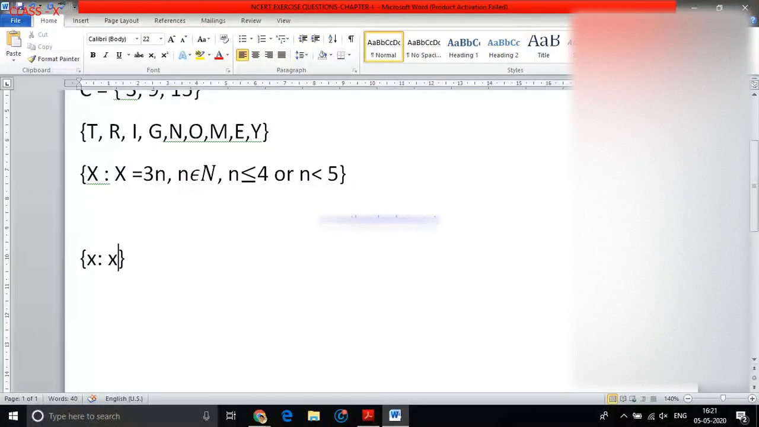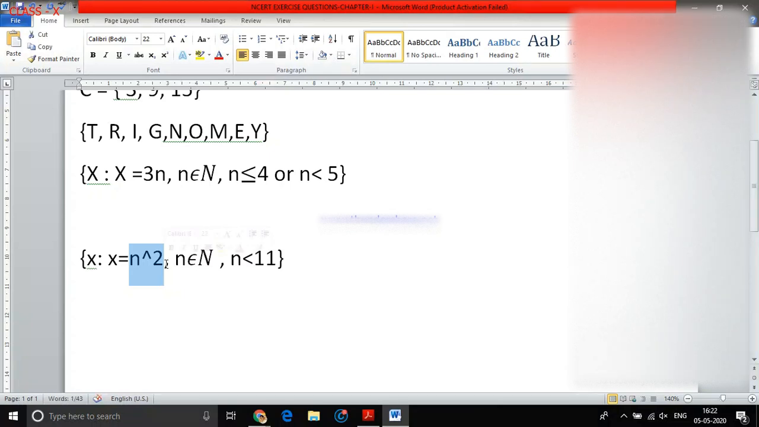x such that x equals n to the power 2, because every number has to be square, where n belongs to, let me copy this number, n belongs to natural number and n is less than 11. I'll put less than 11 or less than or equals to 10. So this represents n square.